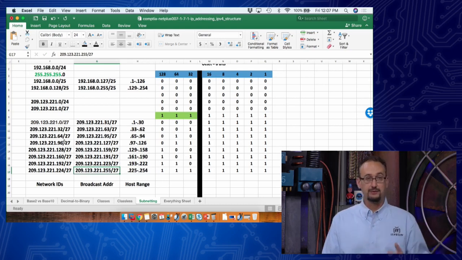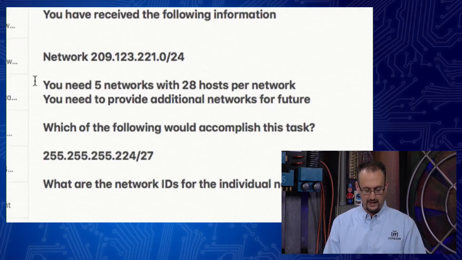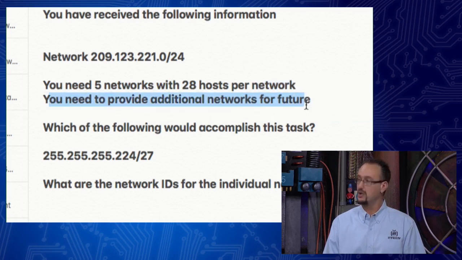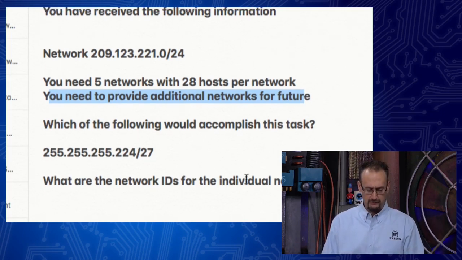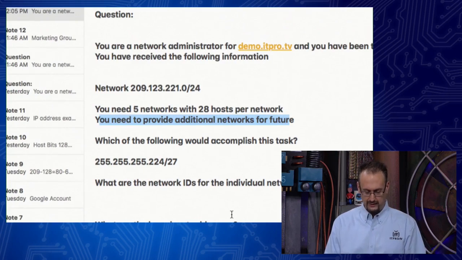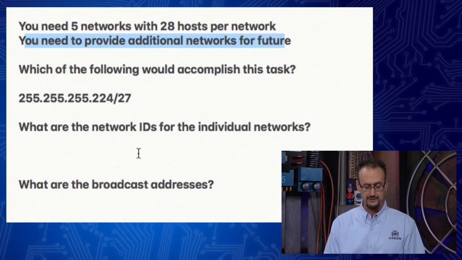So we've done three things with this, right? We've identified and solved for the fact that on this problem, we did provide 5 networks with 28 hosts. We need to provide additional networks for the future. We accomplished that. So we've got our 5 networks, we've got our 28 hosts, and we've got 3 additional networks that we can use in the future. Then we solved for what the network IDs are for these individual networks, and we solved for that as well.